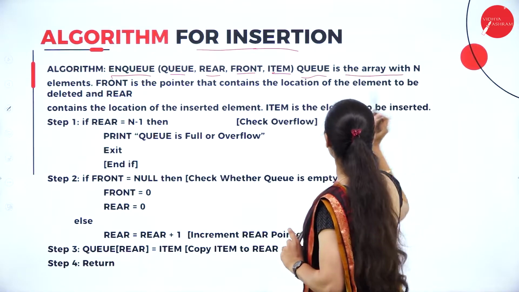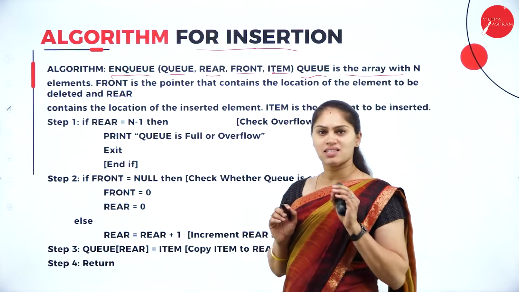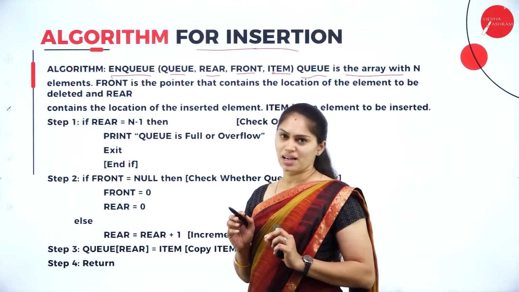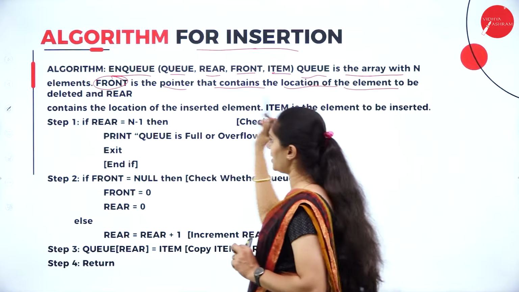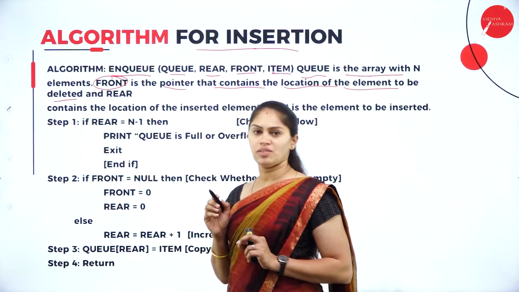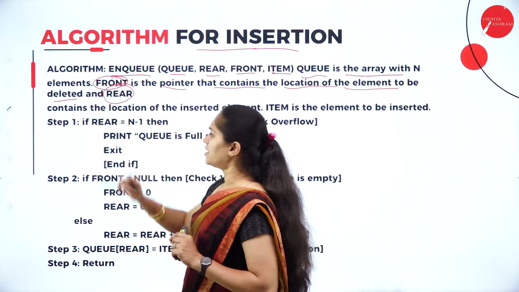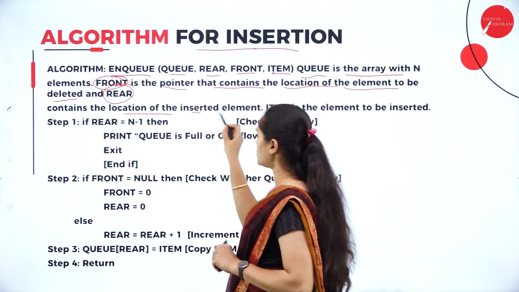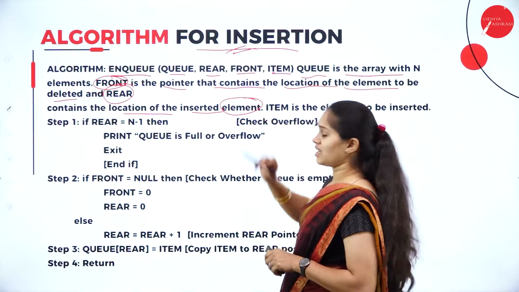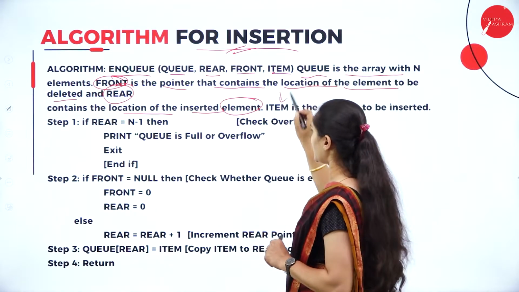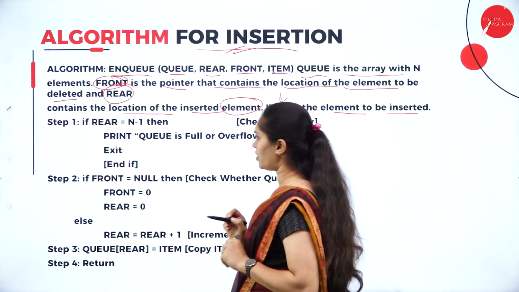You can see here, queue is the array with n elements. That n can be any number. If I am giving the n as 6, then I can include 6 elements into the queue. And front is a pointer that contains the location of the element which needs to be deleted. Wherever we wanted to delete an element, the front pointer will be there to indicate that, and we have a rear pointer that contains the location of the element which needs to be inserted. So as of now we are doing this insertion. In order to do the insertion, I require an item. That is the item which needs to be inserted. We'll see each step one by one right now.